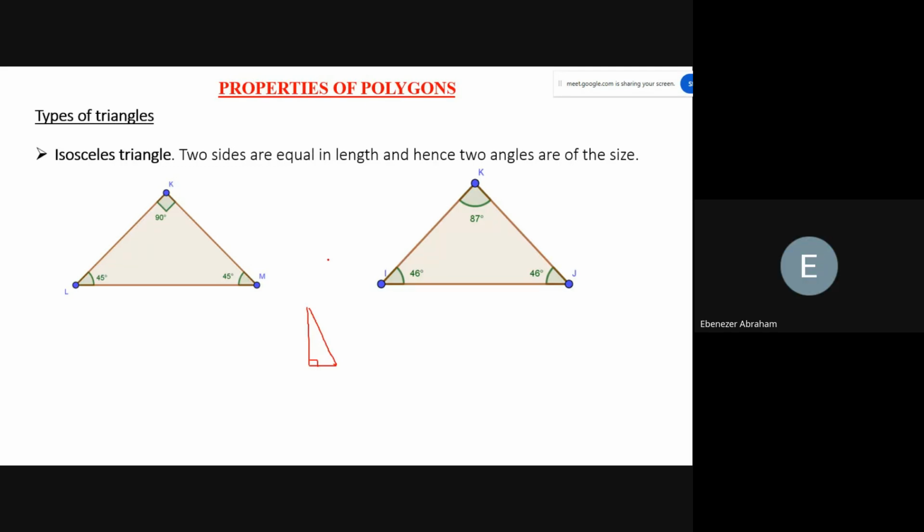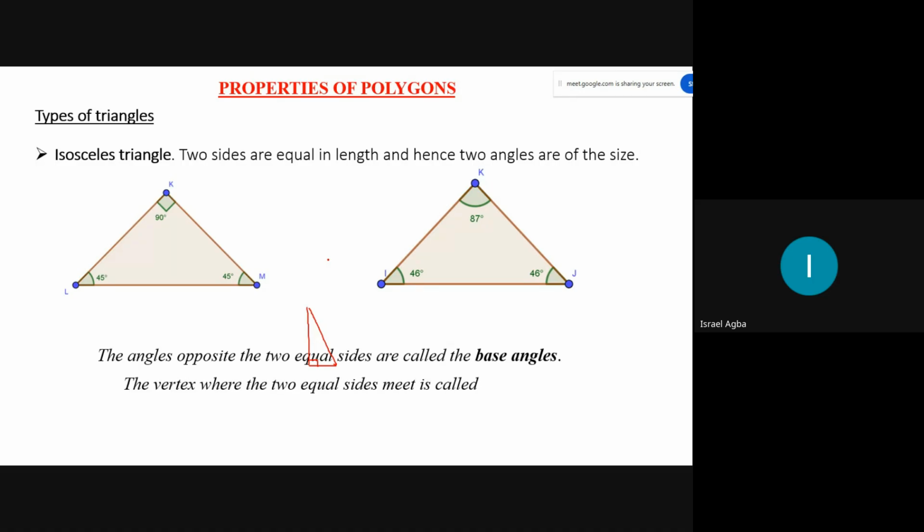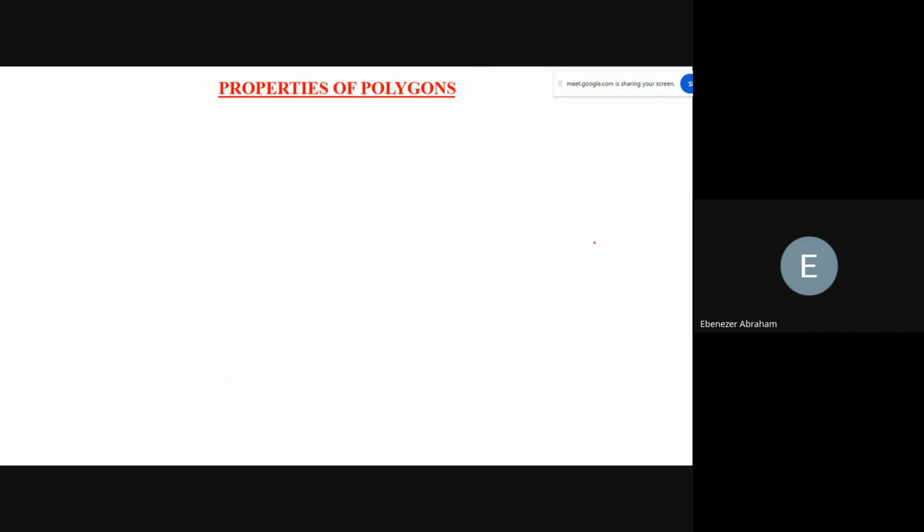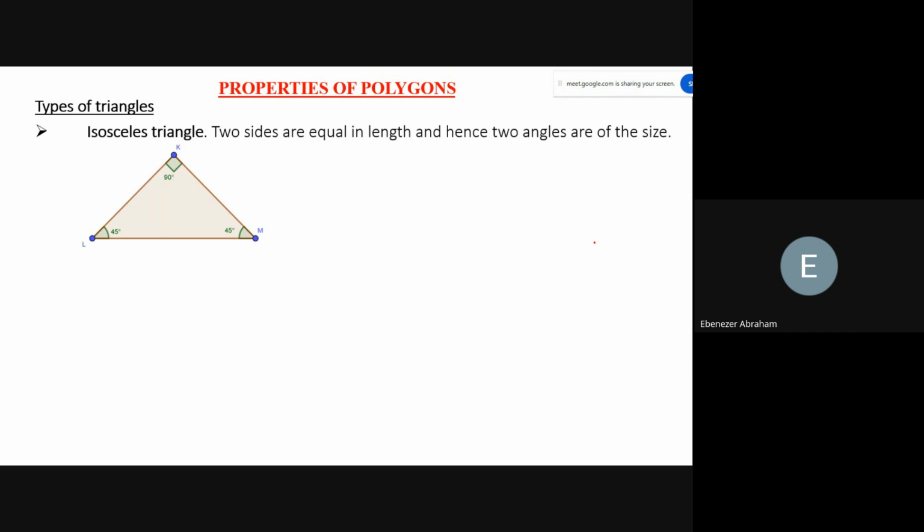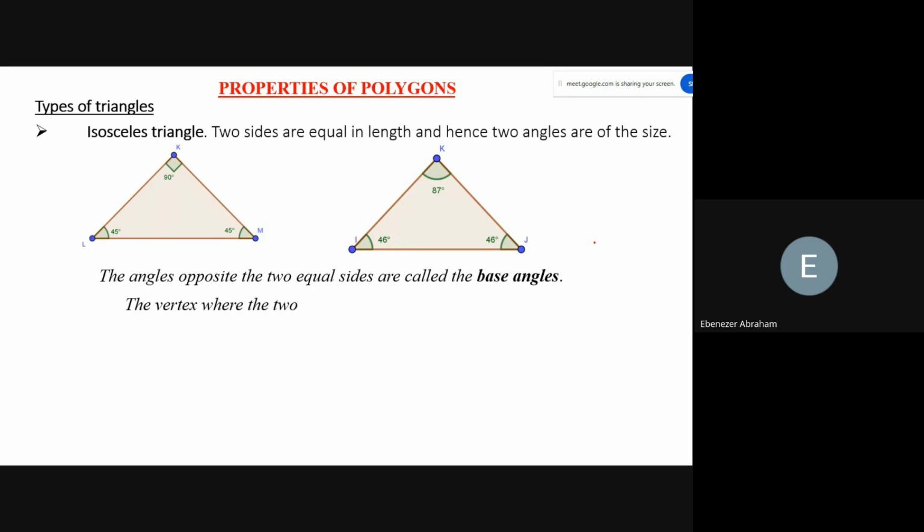All right. So let's make progress. So the angles opposite the two equal sides are called the base angles. I think we looked at that when we were solving a certain question there. Yeah, they're called the base angles. And then the top is called the apex. The apex. Okay, so let's move a step further. I think I've repeated this slide. Forgive me.